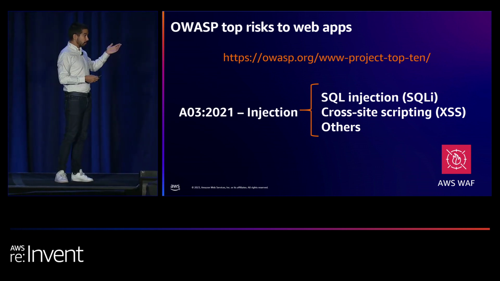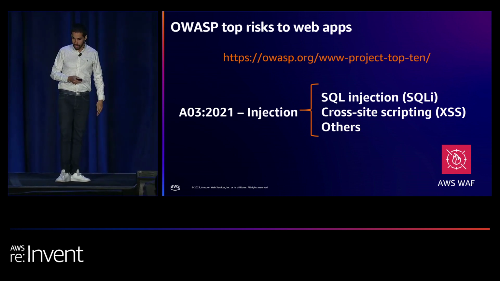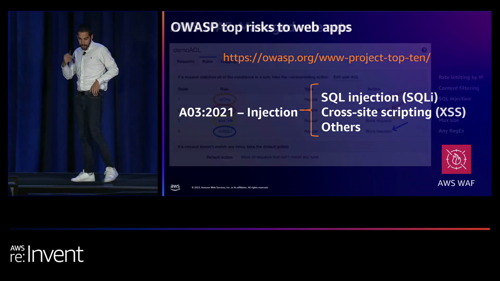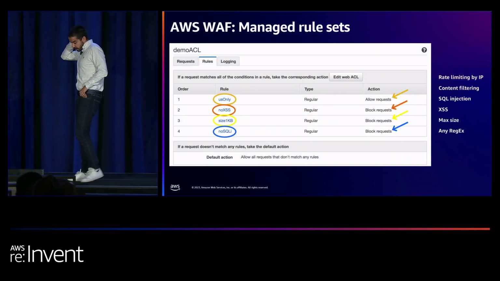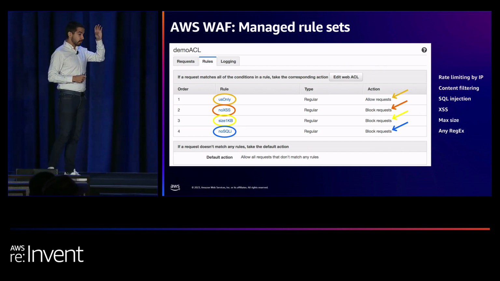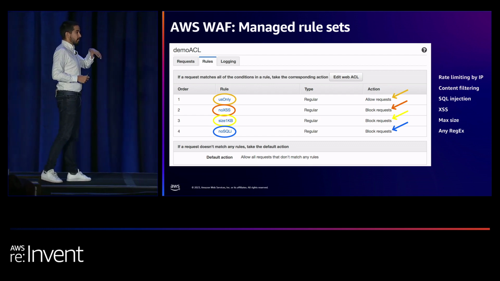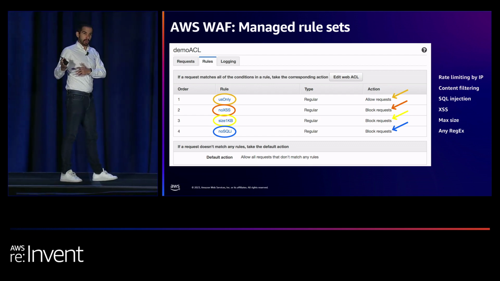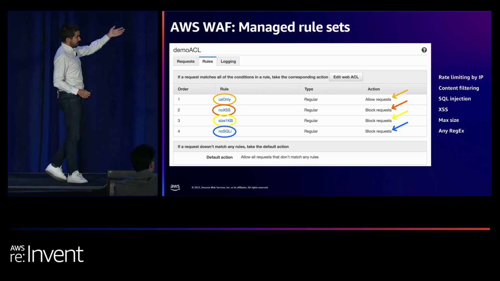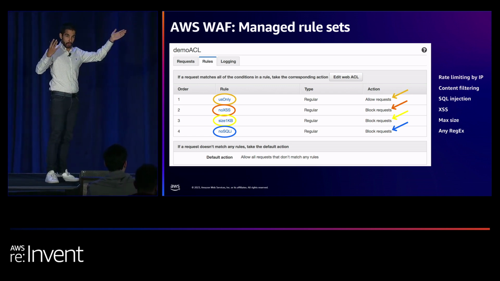And so how can AWS help with this and shift that to the left? And it's through the AWS Web Application Firewall. So AWS WAF is very simple to use. You can create an access control list, and then you attach rules to that access control list. There are some managed rules that we offer you, and you can just pick them. In this example, I've picked 4 managed rules.